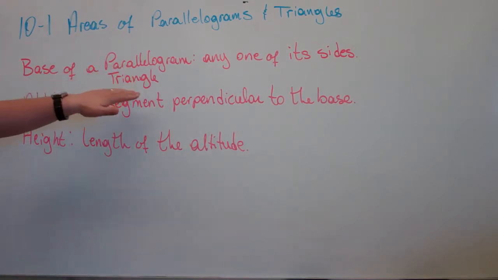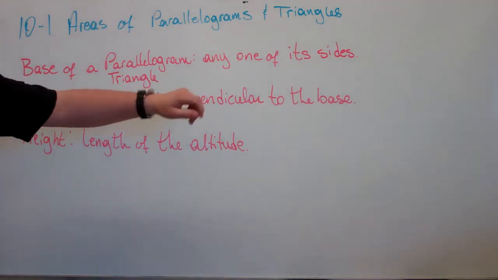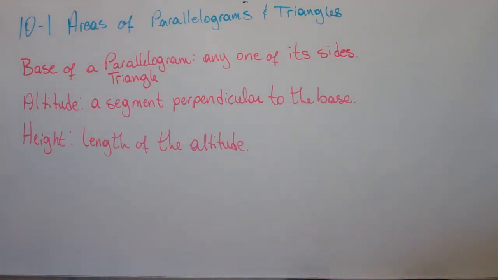Base of a parallelogram or triangle can be any one of its sides. Altitude, a segment perpendicular to the base. We've gone over altitudes before. Height is simply the length of that altitude. Make sure you write these down in your notes. These are your vocab words. You will need to know them.